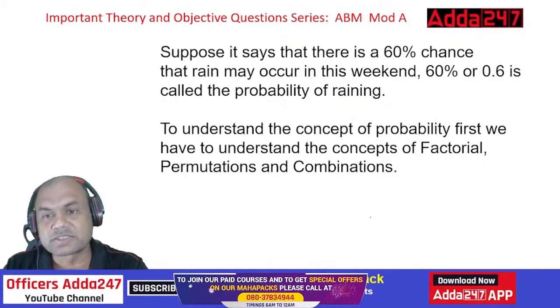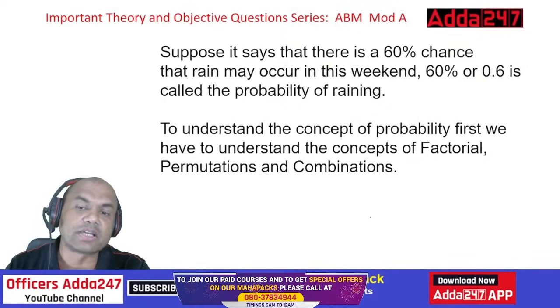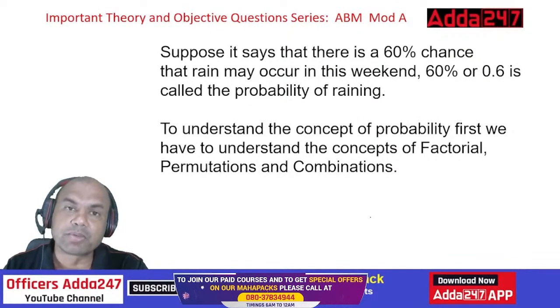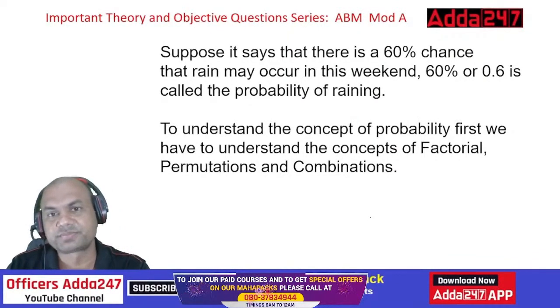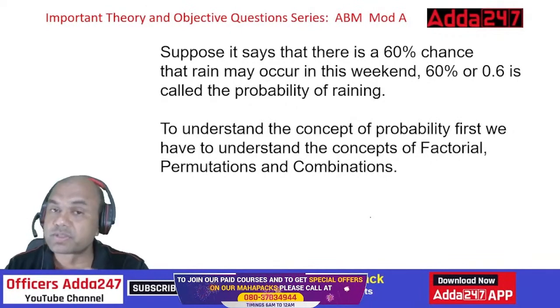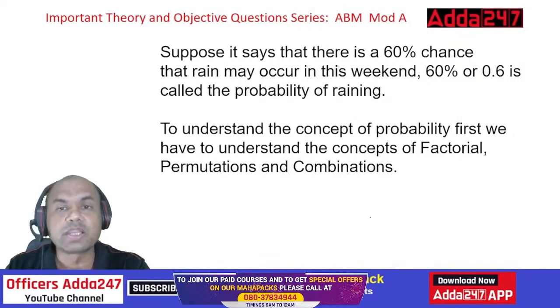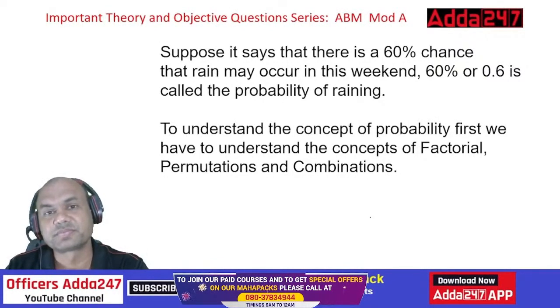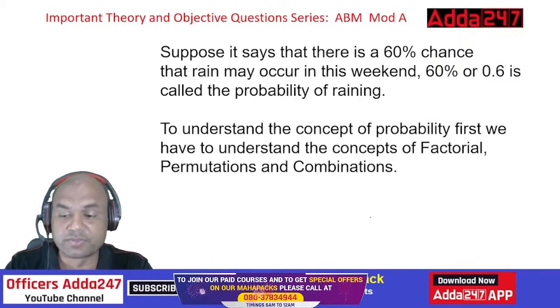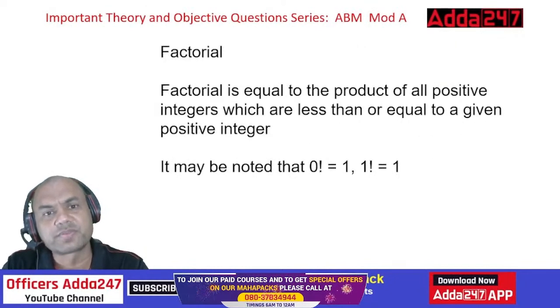To understand the concept of probability, first we have to understand the concepts of factorial, permutation, and combination. So what is factorial? What is permutation? What is combination? Only then can we go ahead. So let's understand factorial first.